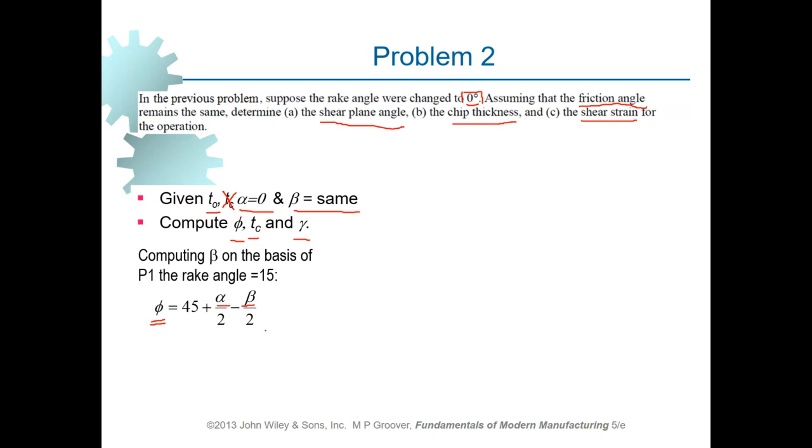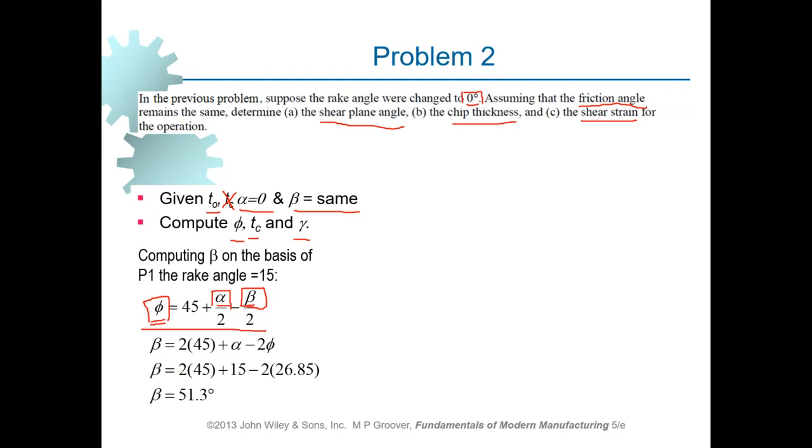If we make use of this same equation here, and substitute the value of phi that we had for the previous problem, and the value of alpha that we had for the previous problem, then we can get the value of beta for the previous problem, which was problem 1. And we know that this value of beta remains the same for the second problem. So we do it this way. On the basis of problem 1, we compute the value of beta.